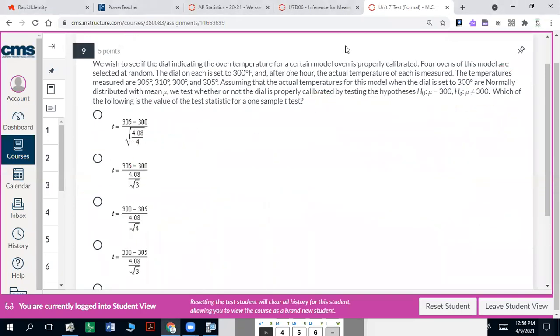All right, number 9. We wish to see if the dial indicating the oven temperature for a certain model oven is properly calibrated. 4 ovens of this model are selected at random. The dial on each is set to 300 degrees Fahrenheit, and after 1 hour, the actual temperature of each is measured.